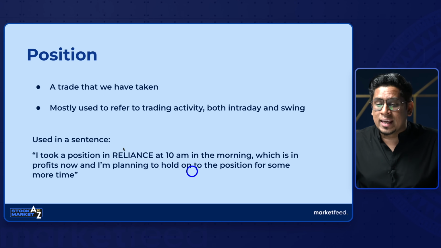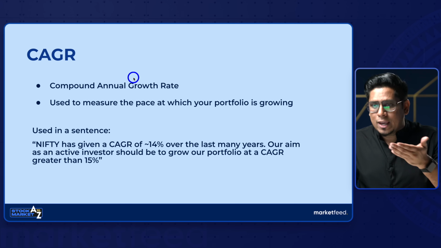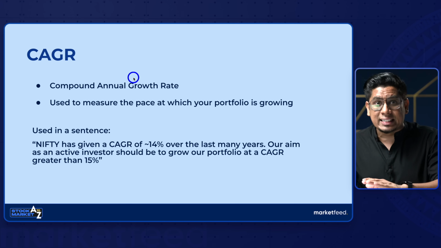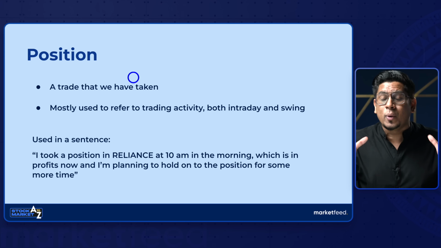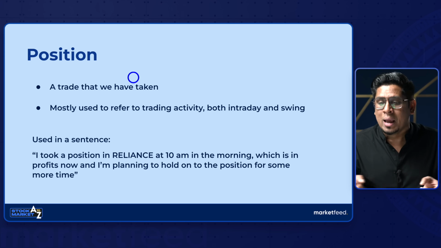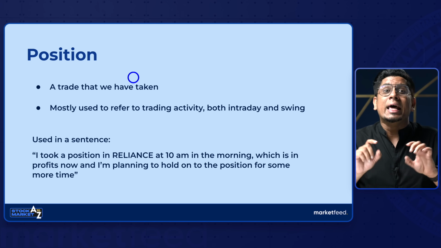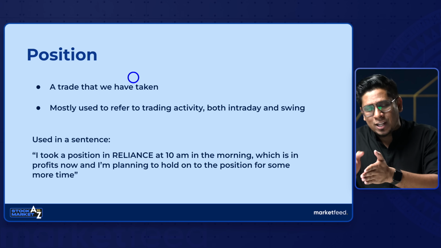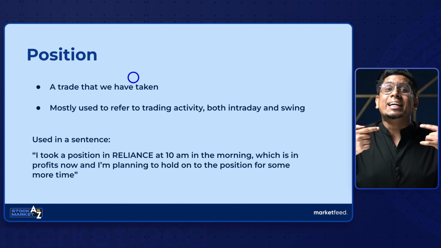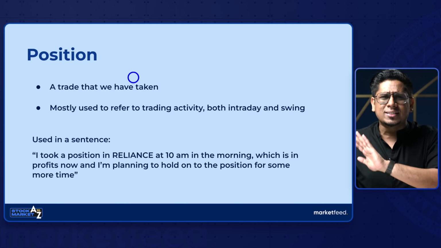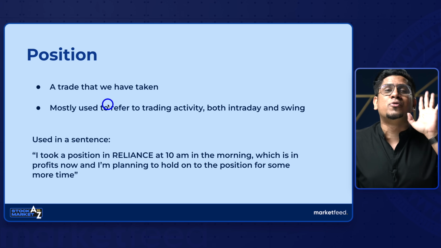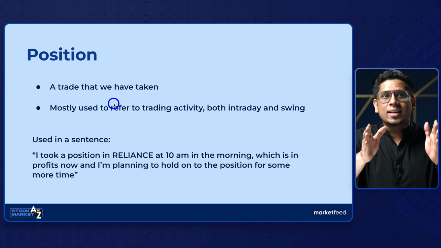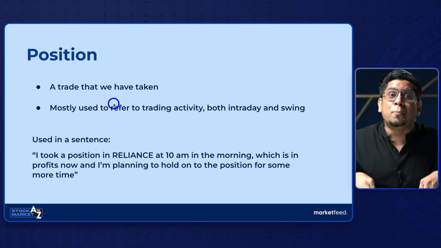The next term we are learning is position. So if I may revise, portfolio and CAGR is basically used when it comes to investing for the long term. But position is normally used to refer to a trade that you have taken. This term and the following terms would be related to trading activities. Position is nothing but a trade that you have taken. That is it. A trade that you have taken, you can say that I've taken a position.